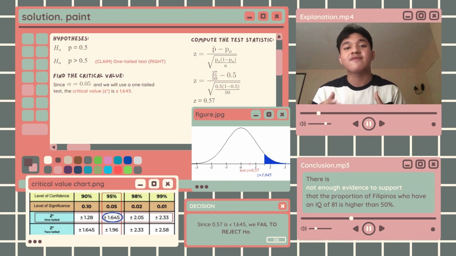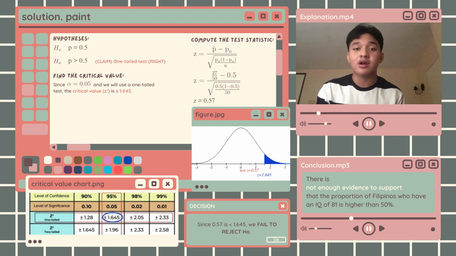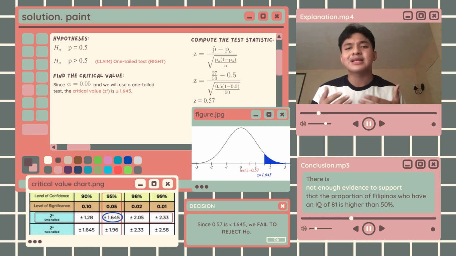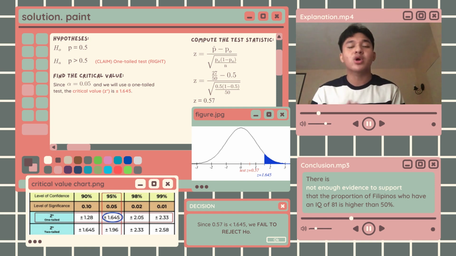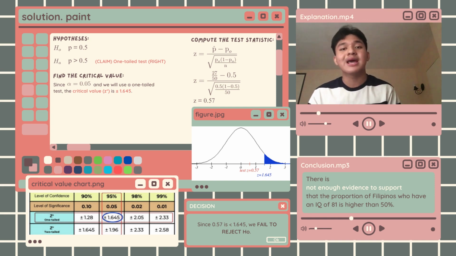By plotting the critical value and the test statistic on the bell curve, we would see that the test statistic falls on the acceptance region. And so, here's the decision. Since 0.57 is less than 1.645, we fail to reject the null hypothesis. Therefore, the conclusion is that there is not enough evidence to support the claim that the proportion of Filipinos who have an IQ of 81 is higher than 50%.